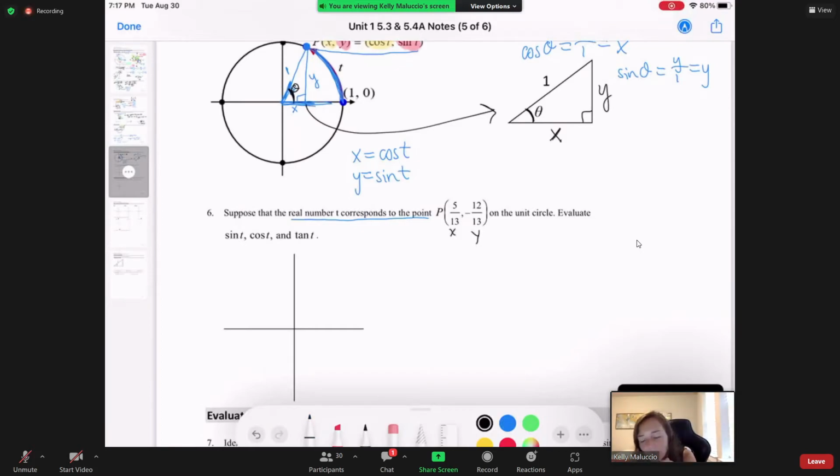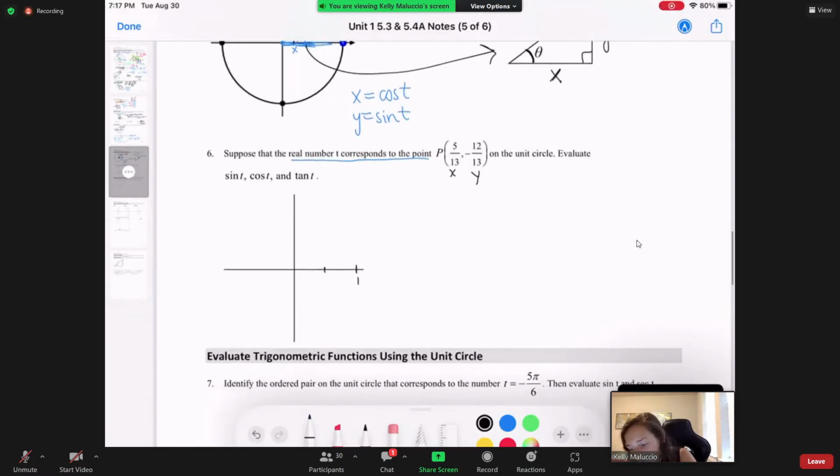X is 5/13. Say the unit circle is 1, so 5/13 is going to be somewhere in here. And then -12/13 is really close to 1, but it's negative in the Y. So maybe it's somewhere down there. So we might have a point like right here, if this was -1. Okay, so here's our point P.